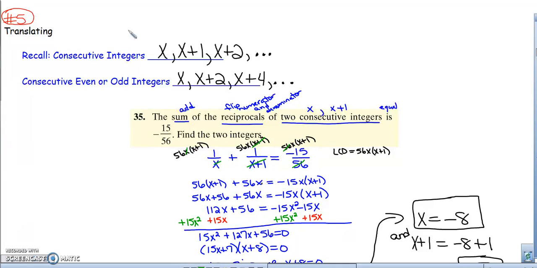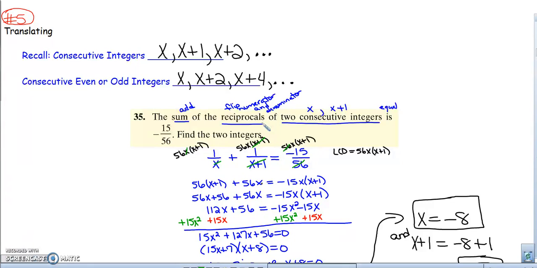The 5th type of problem that you're going to encounter in this section involves translating English words into math symbols. You are going to translate problems that involve consecutive integers. Remember, this is the way we represent them. Or consecutive even or odd integers. And remember, this is the way we represent those. Let's take a look at this example.